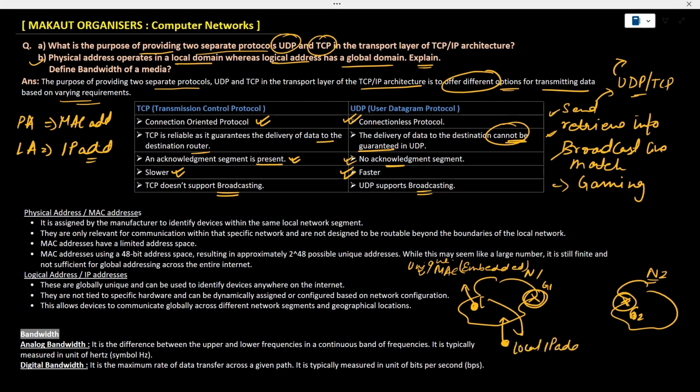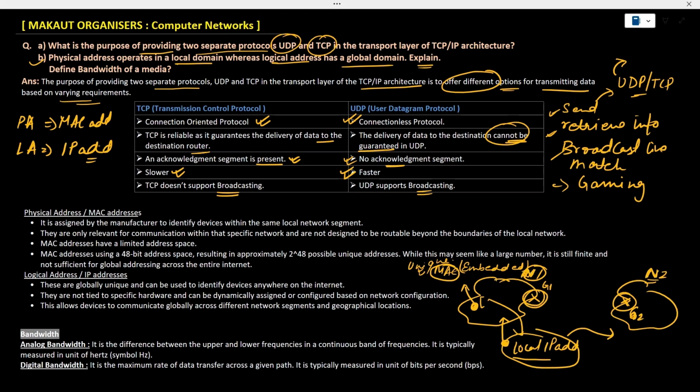Why is it called local? Because this IP address is only known to, or restricted to, this network. The other network will not know whether this address exists or not. So it is called local. Now, if we want to send data from one node to another node within this network, we can use this MAC address and local IP address to send this data from one node to another in the same network.